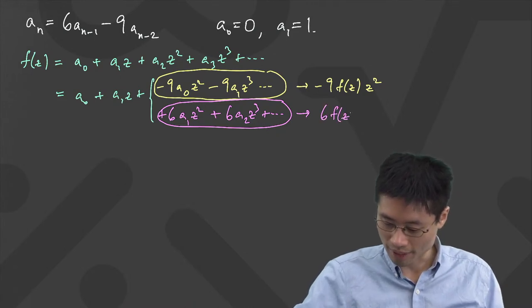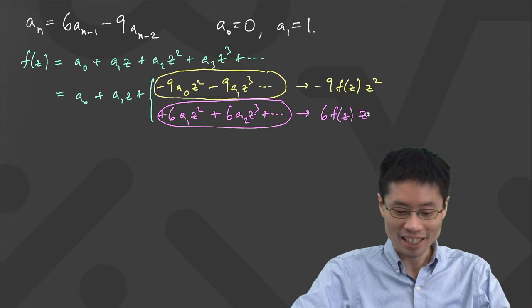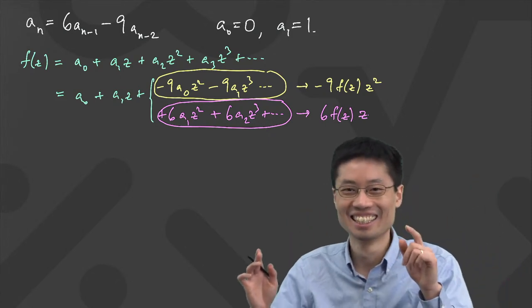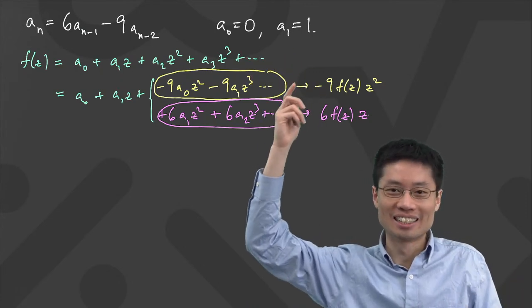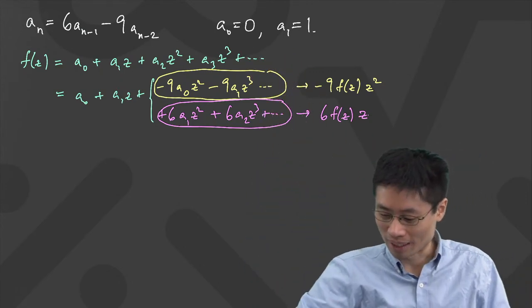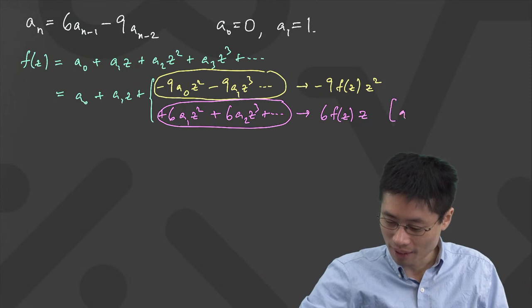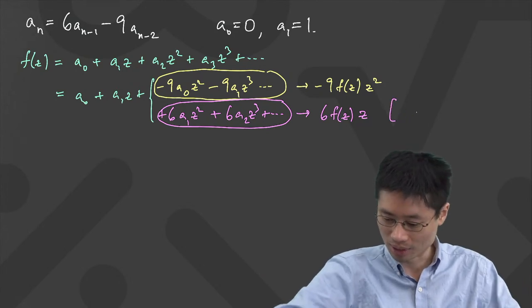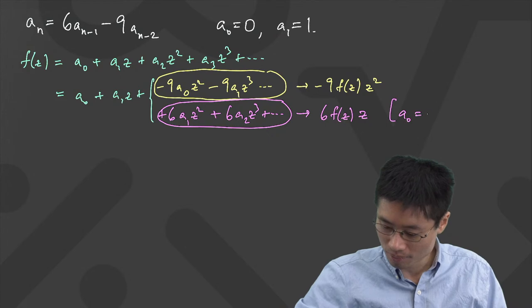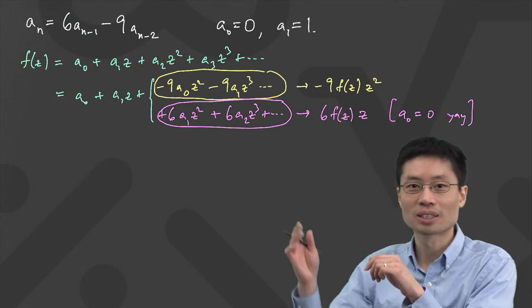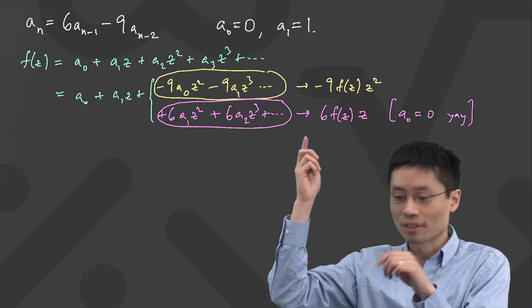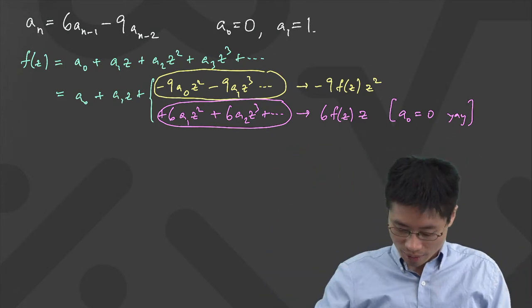That's going to be 6 f of z. Yep. And here we're very happy that a0 is 0, because like a0 is 0, so that's why I don't care. Normally there's some minus stuff, but I'll just write here a0 is equal to 0. Yay. Okay, that doesn't really matter. But so I don't need to worry about the a0. So now I've gotten this thing where, okay, I got a formula now.